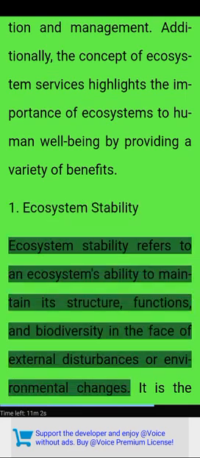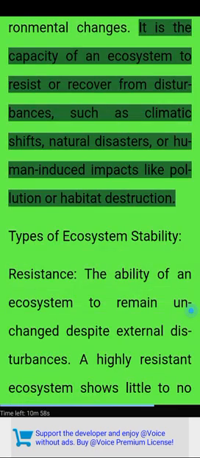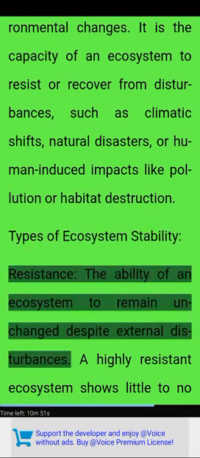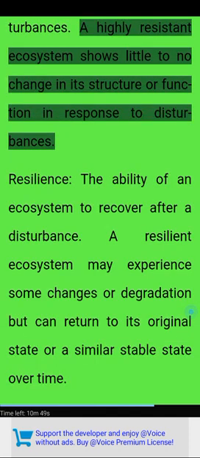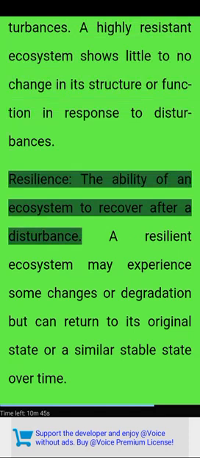1. Ecosystem stability. Ecosystem stability refers to an ecosystem's ability to maintain its structure, functions, and biodiversity in the face of external disturbances or environmental changes. It is the capacity of an ecosystem to resist or recover from disturbances, such as climatic shifts, natural disasters, or human-induced impacts like pollution or habitat destruction. Types of ecosystem stability. Resistance: the ability of an ecosystem to remain unchanged despite external disturbances. A highly resistant ecosystem shows little to no change in its structure or function in response to disturbances. Resilience: the ability of an ecosystem to recover after a disturbance.